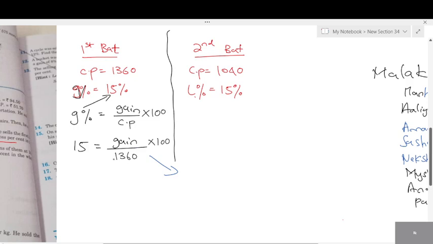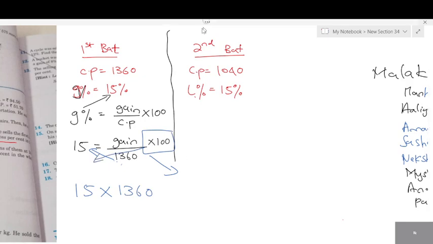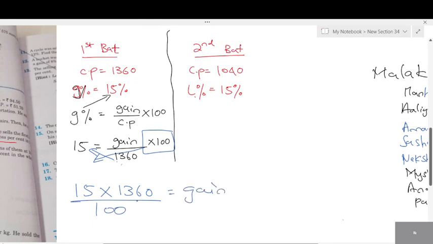If I need to find gain, what happens to this 1,360? It's in the denominator. If it goes to the other side, it gets multiplied, 1,360. What happens to this 100? 100 is multiplied. If it goes to the other side, very good, it gets divided. It gets divided is equal to gain. Can you see here? If we calculate this, we'll get the gain value, right?